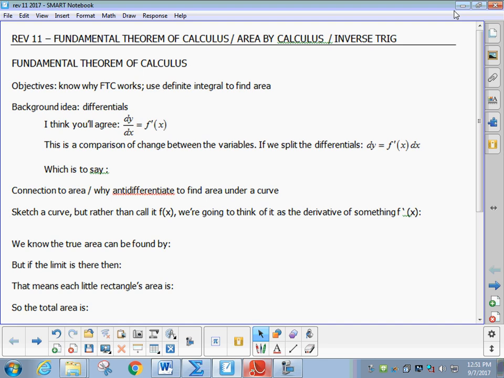Yeah. So we'll see. But first, some major stuff still coming, as the fundamental theorem of calculus kind of indicates. It's pretty important, right? So here goes. Before I get to the fundamental theorem of calculus, let me give a little background idea.